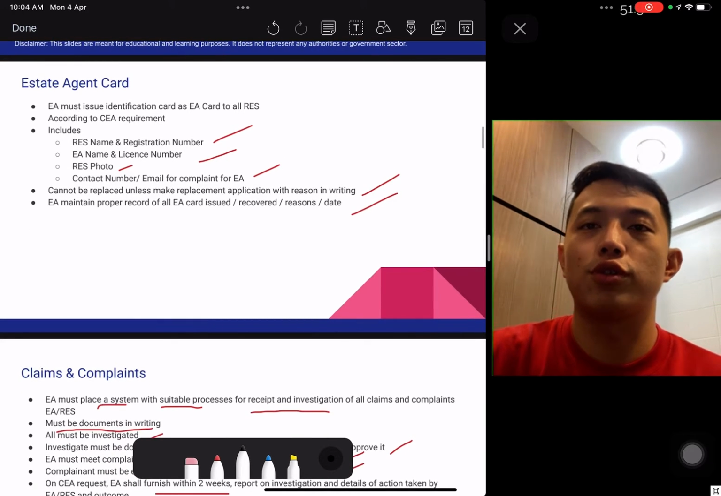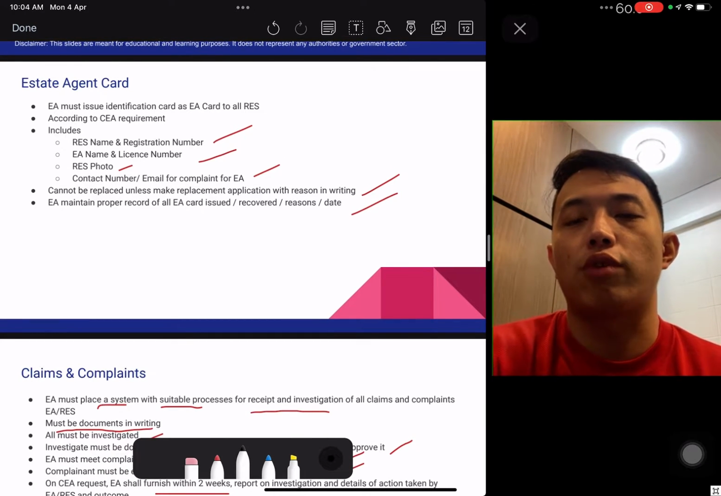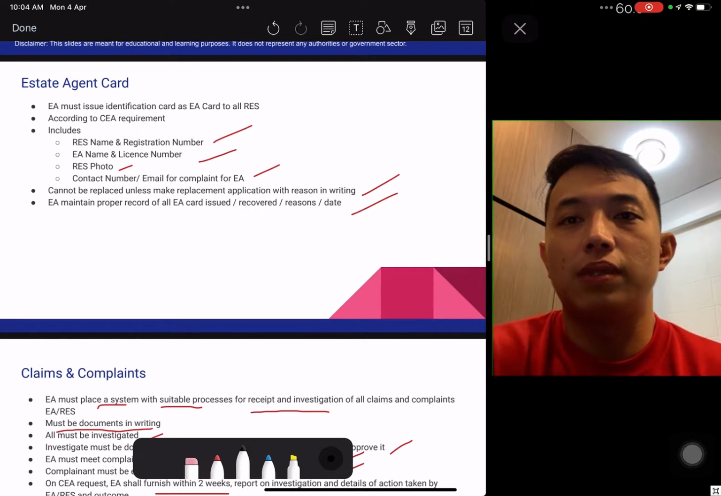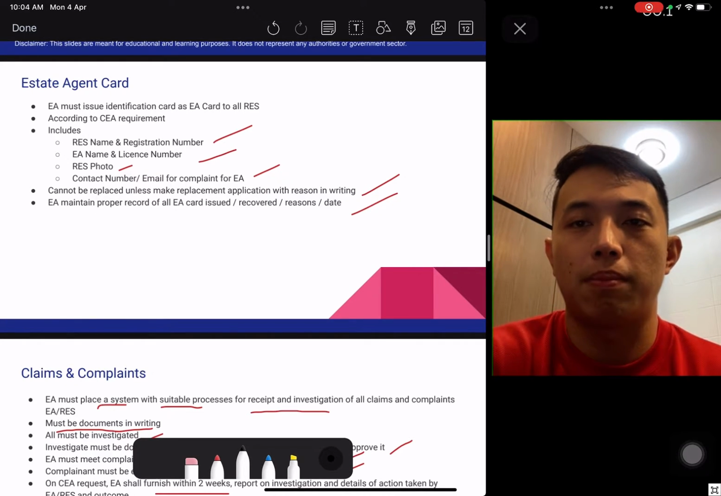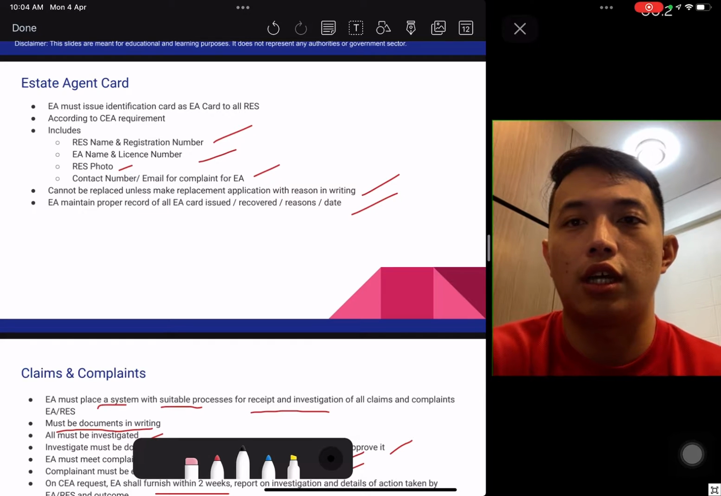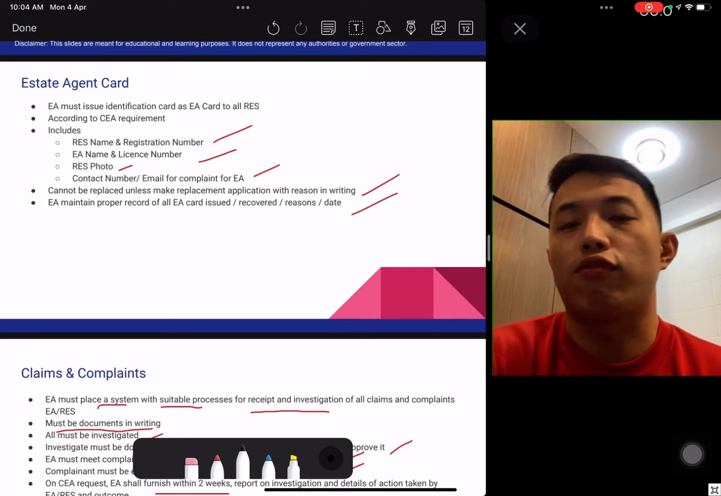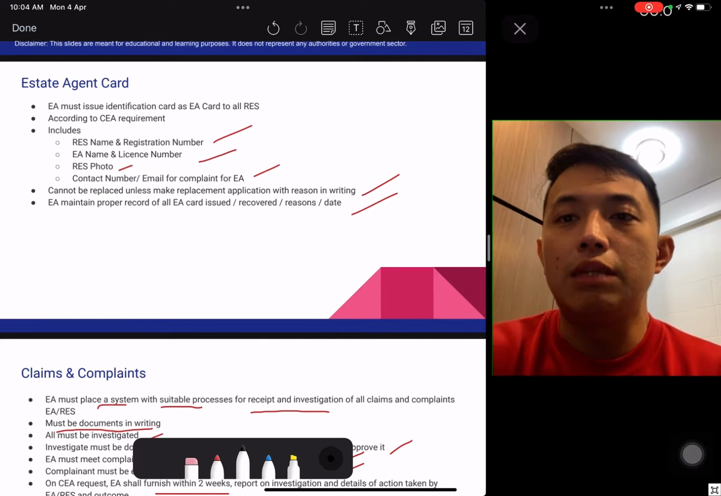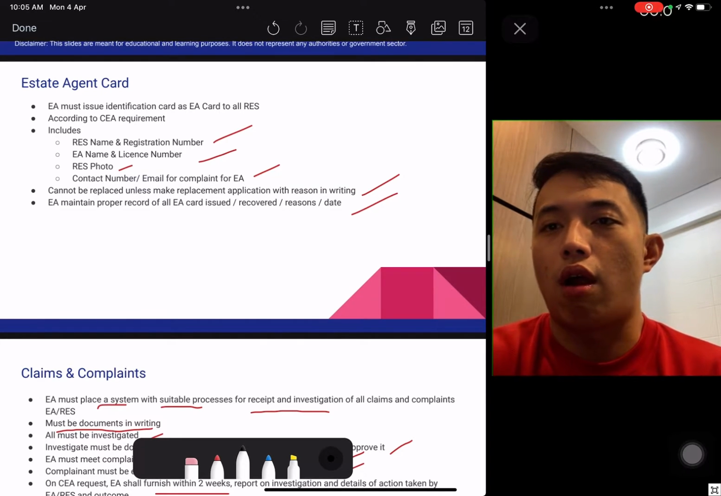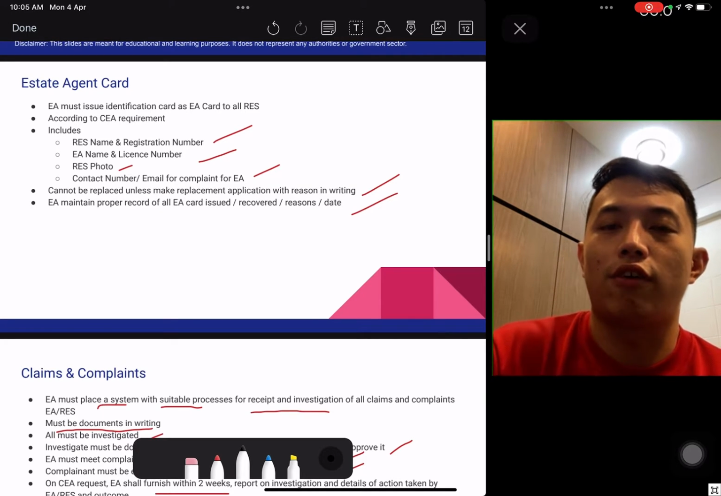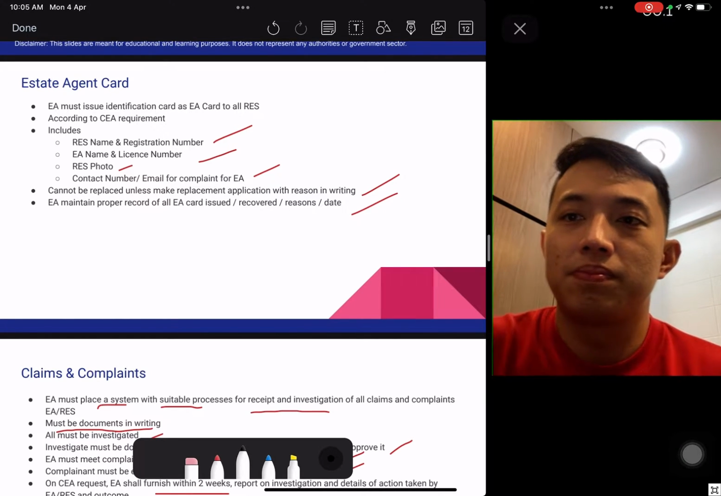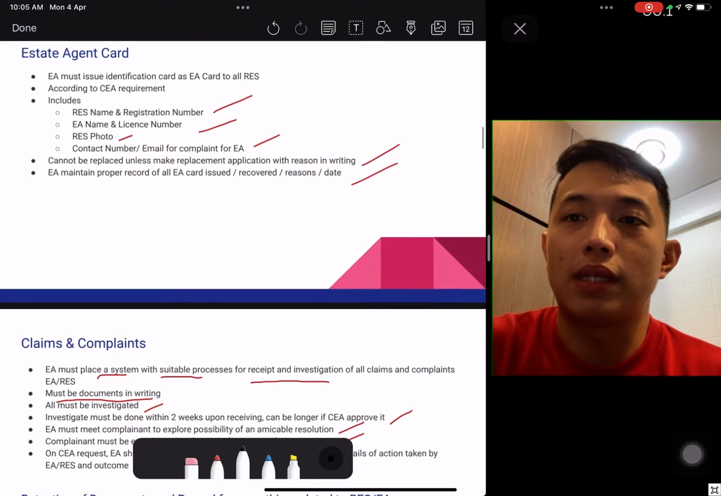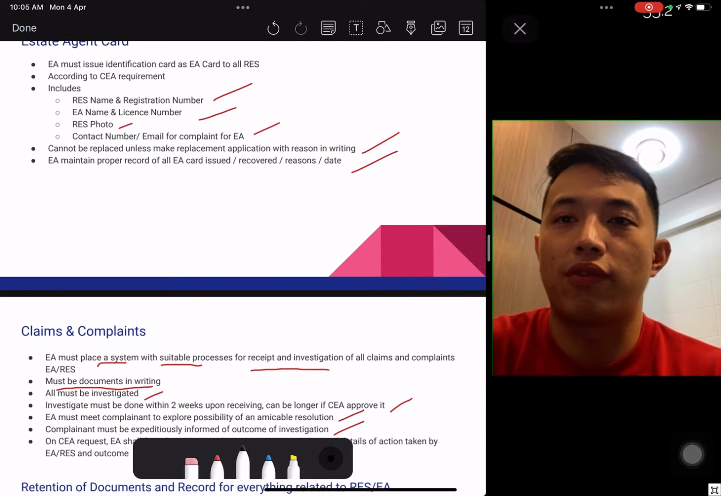Just now we were going through the EA card. The EA card will be issued to every single RES according to the CEA regulation. So, the things that must be on the EA card. This will be tested: RES name, registration number, EA name, EA registration license number, RES photograph to show that it is you, contact number, and email for complaints to the EA. This is for them to contact the EA. It cannot be replaced unless there is a replacement with a reason in writing.